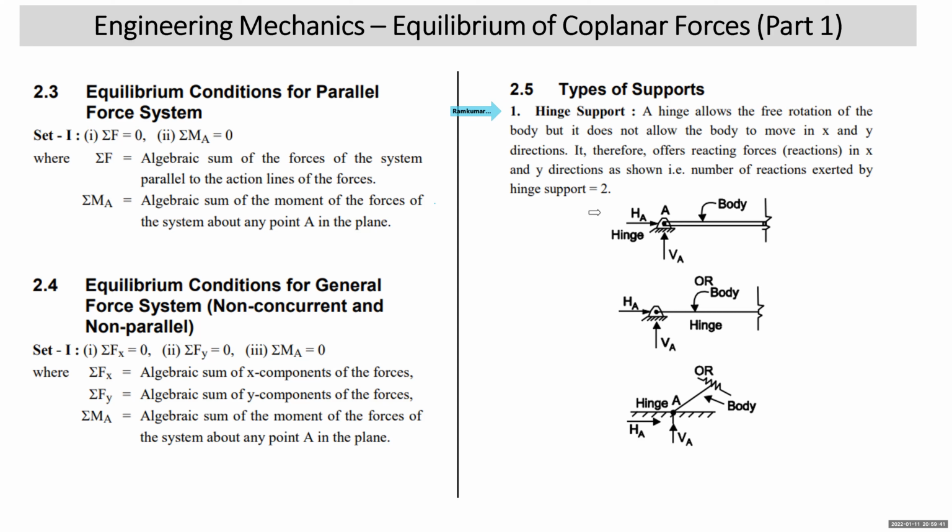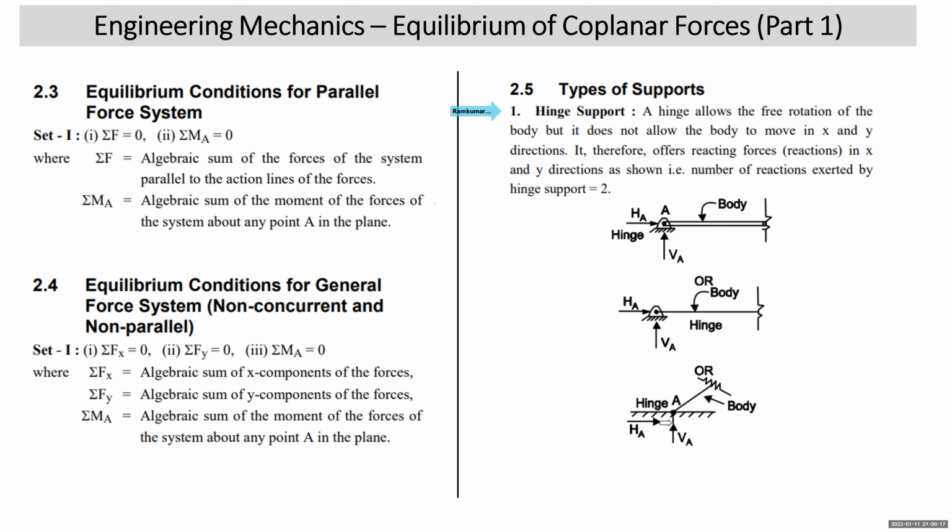As you can see over here, this is the body, and this is the notation for the hinge. It is supported by the hinge. So hinge will exert two reactions, one horizontal, one vertical. Horizontal reaction is normally referred to as H. Vertical reaction is referred to as V. So it is a horizontal reaction at A. This is vertical reaction at A. The same thing is shown in the line diagram. It is a body which is supported by hinge at A. So hinge support at A is exerting two reactions, horizontal and vertical, H and V.